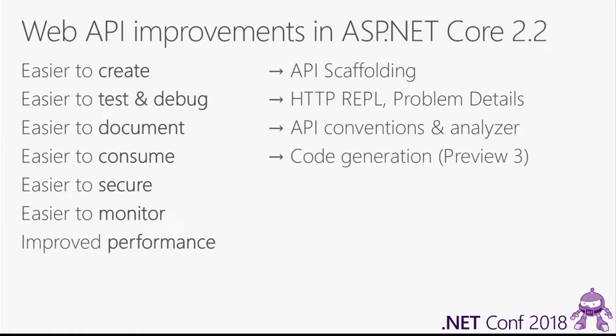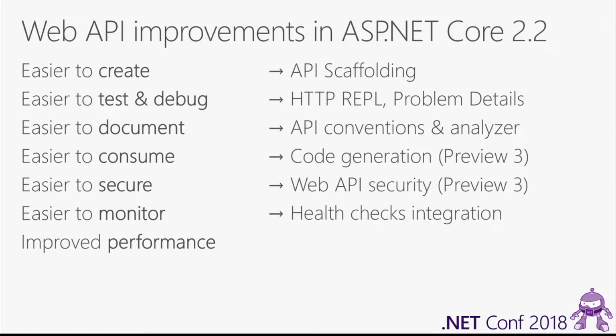To consume them, we are going to enable a code generation experience in Preview 3. That's coming. For now, you can use the existing open source projects that are already available in the community. We are also planning to ship an authorization server-based web API security story in the next preview of 2.2. Not much to share on that yet, but I just want to let you know more is coming.